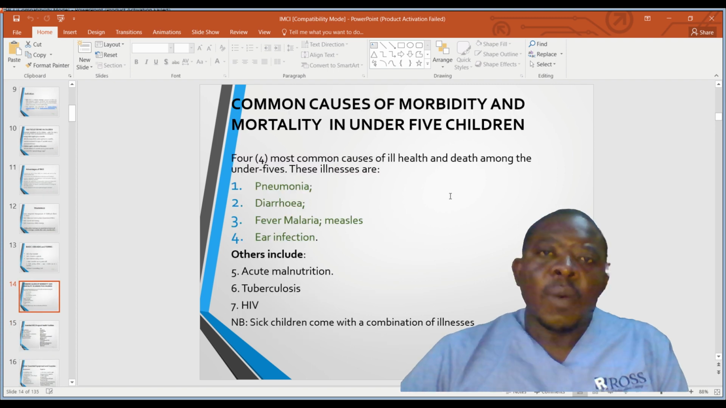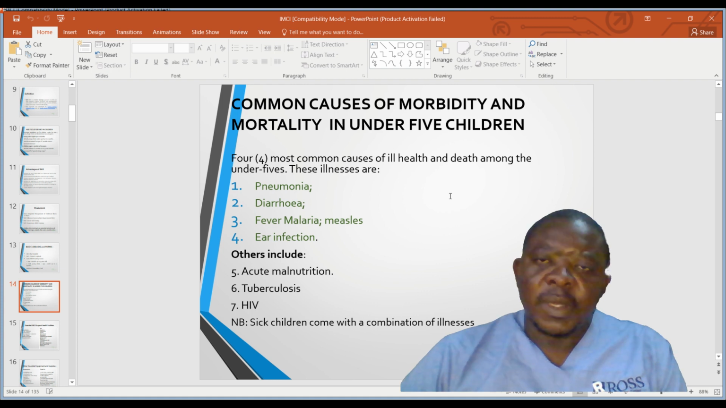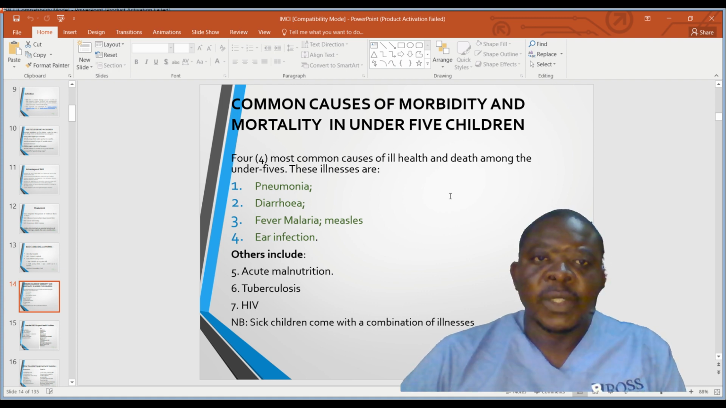What are some of the common causes of morbidity and mortality in under 5 children? The 4 most common causes of ill health and death among the under 5 within my national geographical area include pneumonia, diarrhea, fever that may be due to malaria or measles, and ear infection. Other causes of morbidity and mortality within my geographical area include acute malnutrition, tuberculosis, and HIV. Note that children may also come with a combination of, let's say, HIV and tuberculosis.